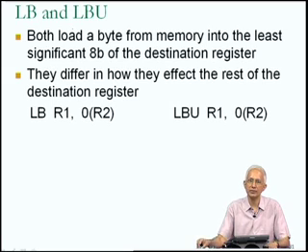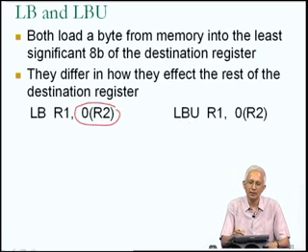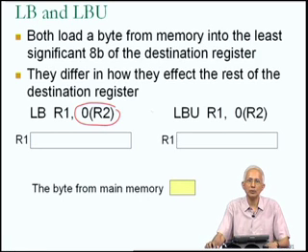Let us look at two examples. On the left I have load byte R1 0 R2. So, this is some memory address and base displacement, and on the right there is load byte unsigned R1 0 R2. So, in both cases the destination register is R1, and let us just suppose that the byte which is going to be copied from memory is the byte shown in yellow down here.